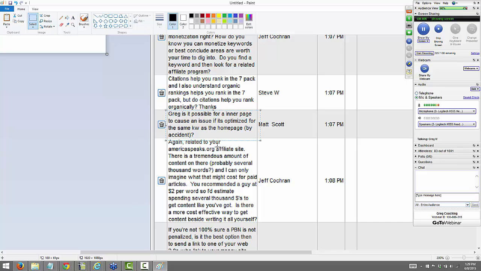It depends on how it's optimized compared to the home page, and also which has the stronger links and identifying factors for that keyword. So what could happen is you could have a page ranking that you would rather have the other page ranking for, if it's better optimized overall than the other version. That's really the only issue that I could see coming up there.